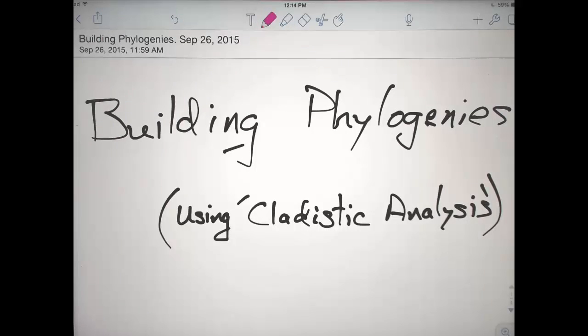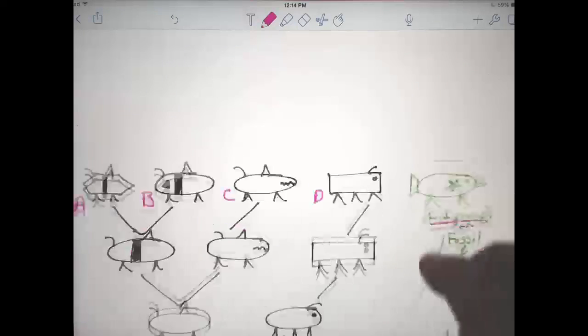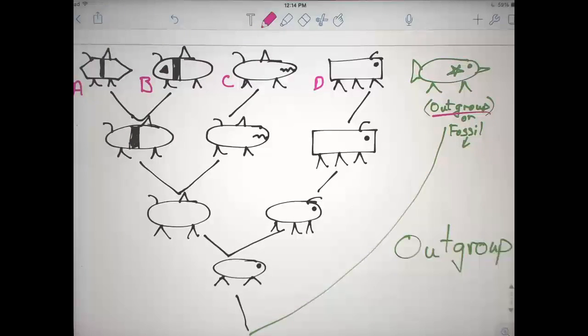How do you build phylogenies using cladistic analysis? The best way to start and to really understand this is to make your own phylogeny. And I've made one here.